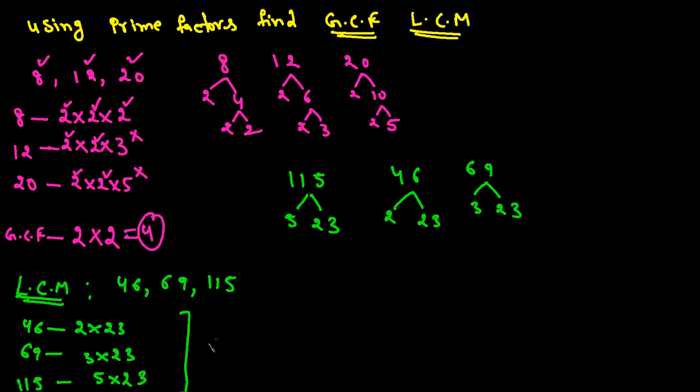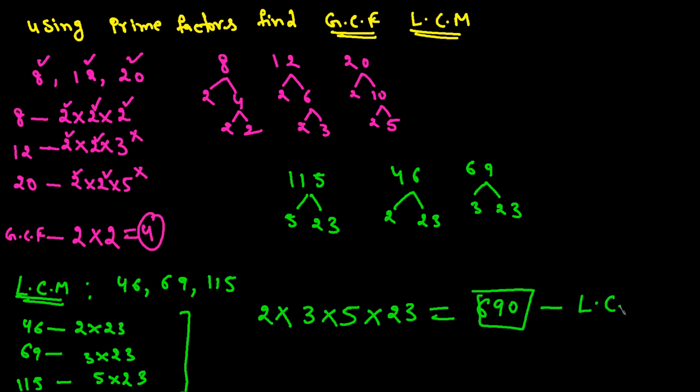So in case of least common multiple, we need to include all the multiples that are here. So 2 is here, so 2 is one multiple. Then we got 3, then we got 5, and then we got 23. 23 appears 3 times, but we're going to multiply just one time here. So when you multiply all of them, this gives me 690. So 690 is the least common multiple of 46, 69, 115.